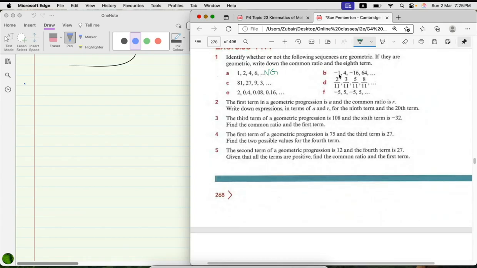4 by minus 1 is minus 4. 16 by 4 is minus 4. 64 by 16 is minus 4. R is equal to minus 4. That is geometric and R is minus 4. Try part C. Is this geometric or not?